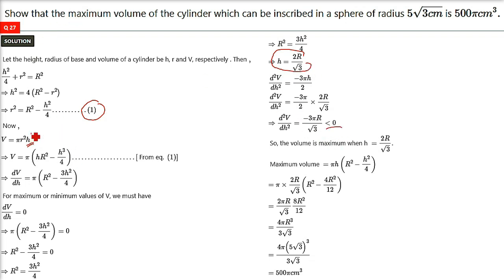But all this has come from a diagram, and that diagram has actually given us this equation number 1, where we just placed 5√3 finally and got this 500 pi.